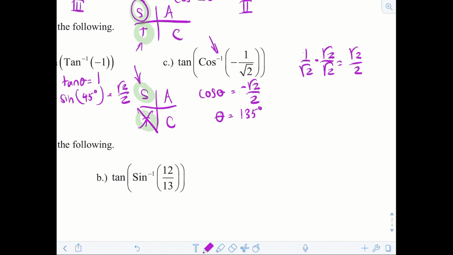And then figuring out what is tangent of 135 degrees. Since we're talking about the 45 angles, right here in terms of that angle measurement, and since the slope is sloping down, it is going to give us -1 for the value.